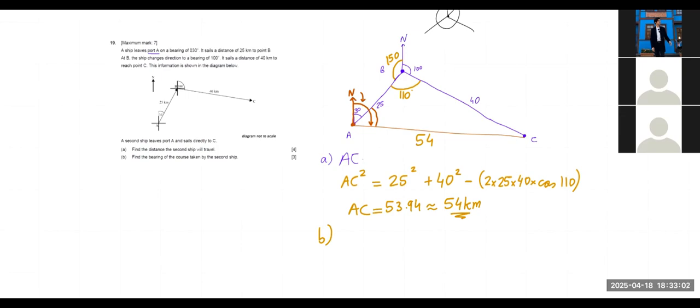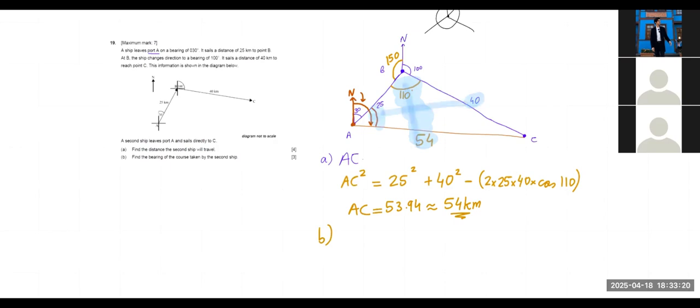Because the 54 has a pair with 110. 54, yeah, sorry, exactly. So we have one full pair of a side and angle, and we're trying to find another angle whose side we do know. So that is exactly the sine rule.